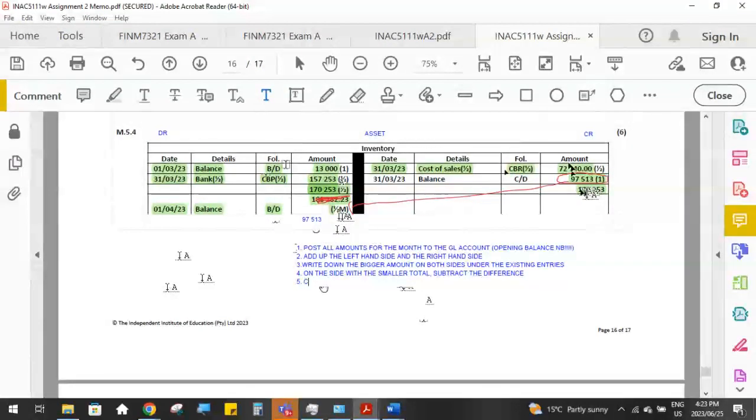And then step number 5, carry the difference, which equals the brought down amount, over to, it will always be on the opposite side. So I'm going to write down here over to the opposite side as the opening balance for the new month.